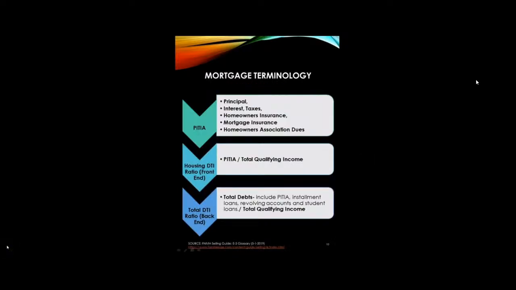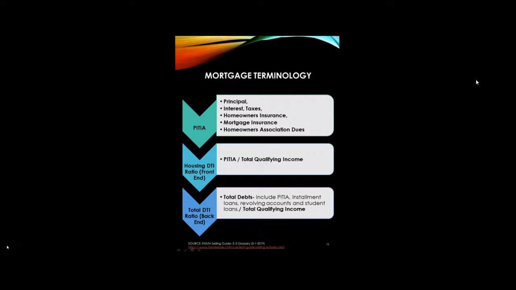Now, the debt to income ratio calculations: what makes it up. First, we have to understand what PITIA stands for: principal, interest, taxes, homeowners insurance, mortgage insurance, and homeowners association dues. These are all broken down on a monthly basis. The first two, principal and interest, are basically what the borrower is paying back on the loan: how much goes towards the balance and how much goes towards the interest to the lender. The next is taxes and homeowners insurance, which is required to have.